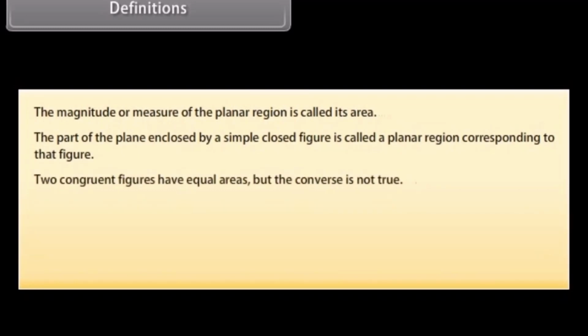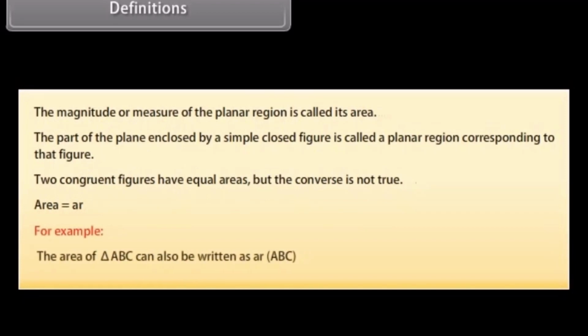Two congruent figures have equal areas, but the converse is not true. The area of a figure can also be denoted by AR. For example, area of triangle ABC can also be written as AR ABC.